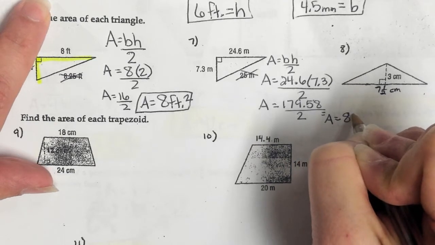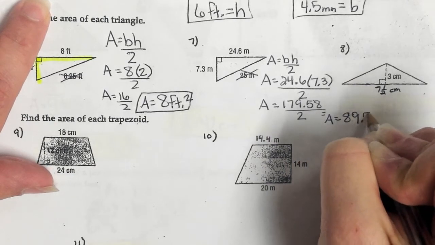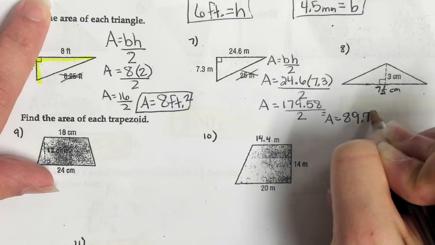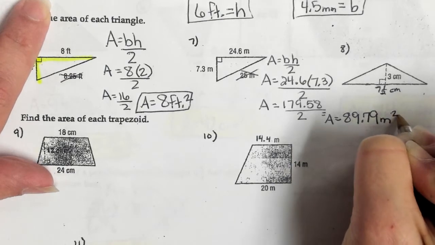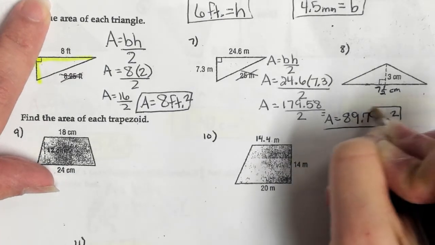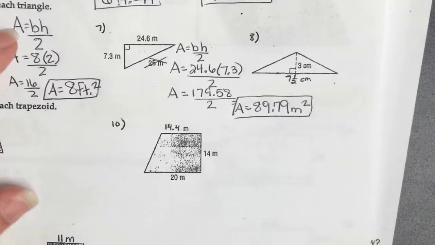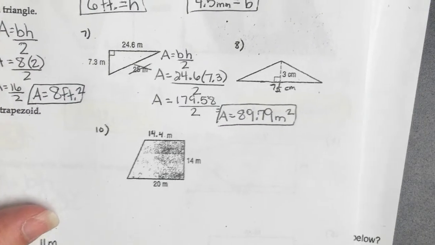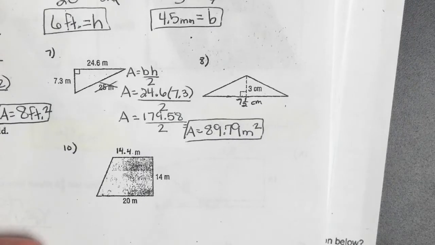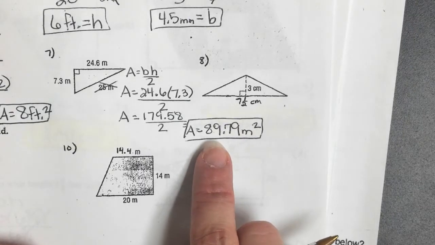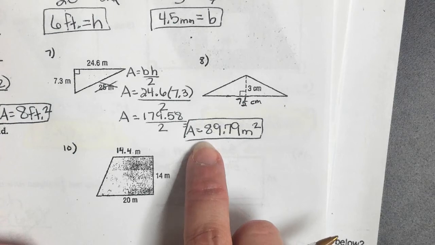Running out of space, needless to say. 89.79 meters squared. Yikes. Okay, that ended up kind of messier than I thought. That is number 7. Make sure you divide by 2 on all these triangles.